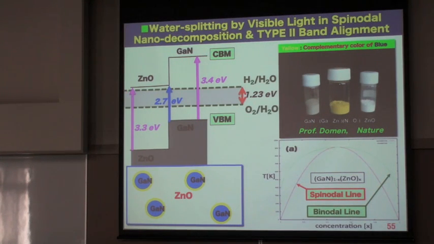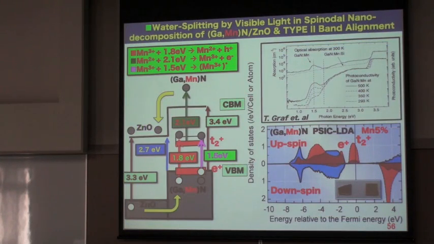But the most interesting point is if you dope manganese in gallium nitride. You can see a very large exchange splitting on the E and T2 levels. Without any manganese doping, it is transparent because the band gap is 3.3 electron volts. If you dope manganese, it becomes colored, and then it absorbs the visible light.